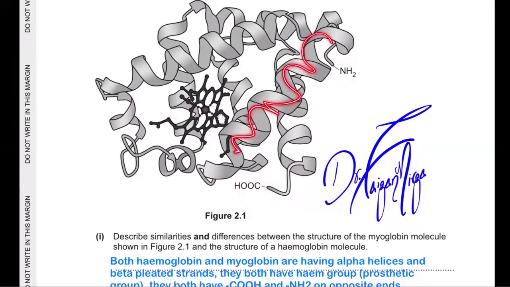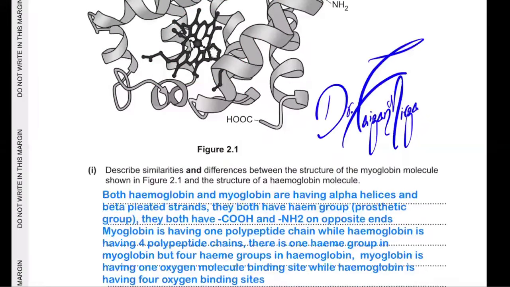So this is alpha helix. And there are the beta strands as well. And there are some random coils. And there's just one prosthetic group with the iron ion. So only a single oxygen molecule can attach to it.